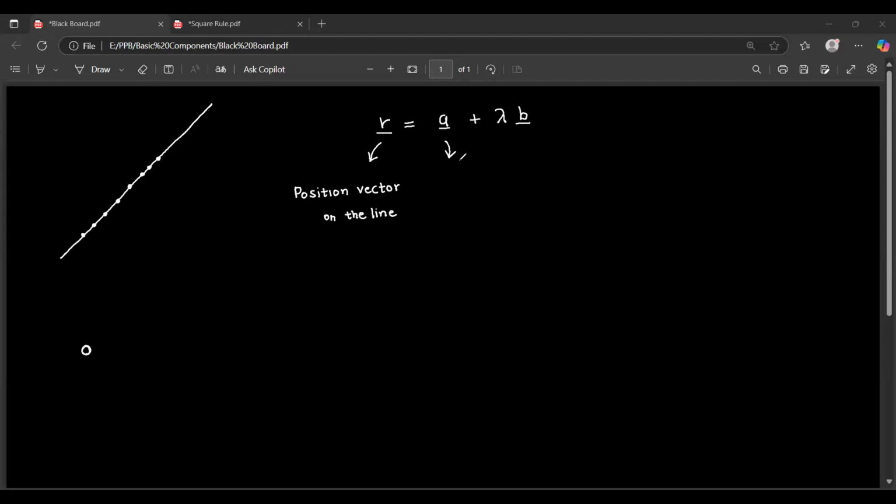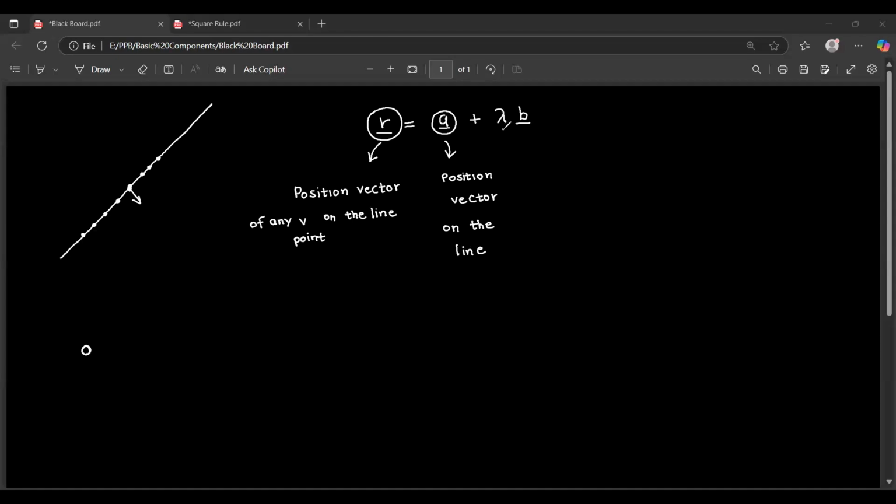a given here is a single position vector. It can be one of these position vectors, but it is fixed. This one, r, is changing, but this is fixed. So we call this the position vector of a point on the line. r is the position vector of any point on the line, and a is a fixed one.